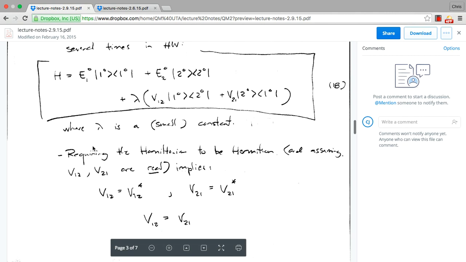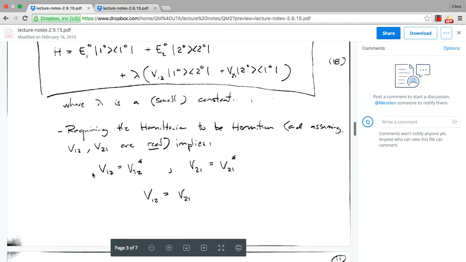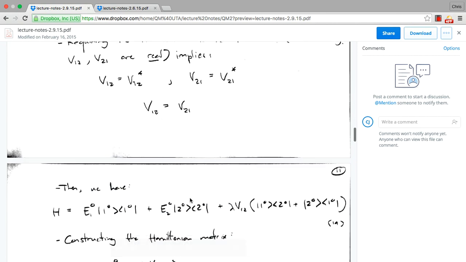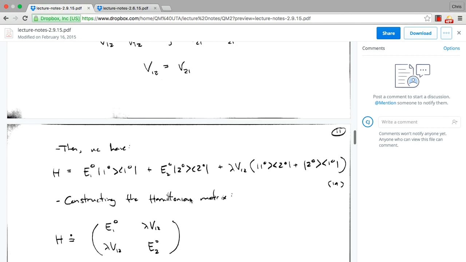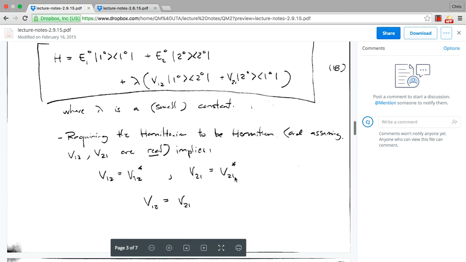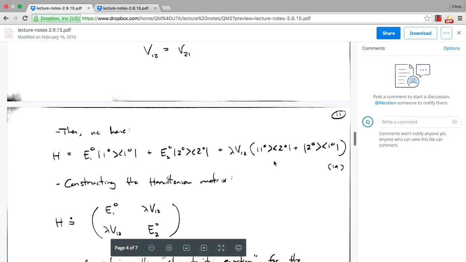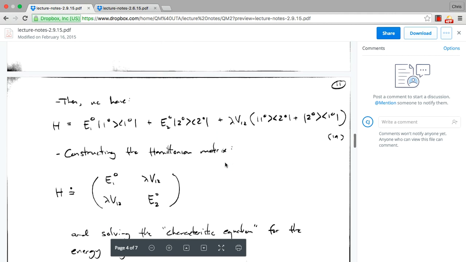So we know the Hamiltonian has to be Hermitian, and let's just assume, for simplicity, that V12 and V21 are real. Because the Hamiltonian is Hermitian, that means that V12 equals V12 star and V21 equals V21 star, and V12 has to be equal to V21. That simplifies our lives a lot, because now I can just write this guy as one constant and pull it out in front. And that's what I've done here. So this is a typical form of the two-state problem when you're given it to solve.